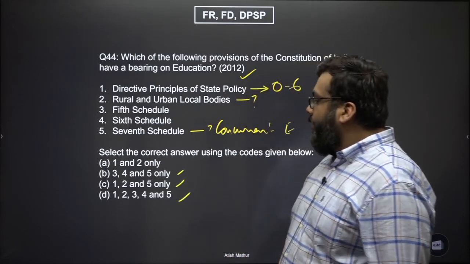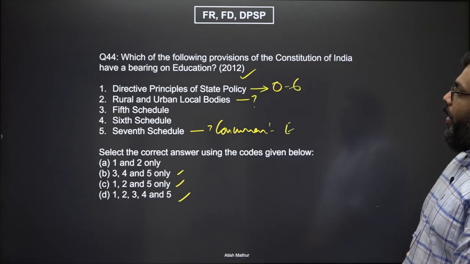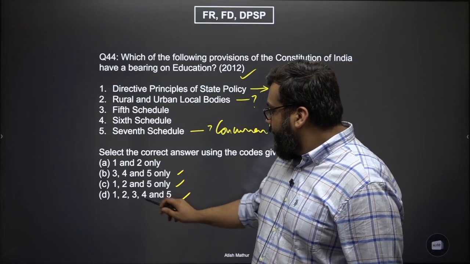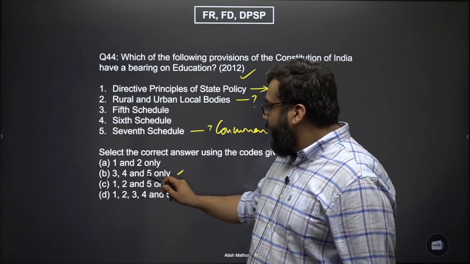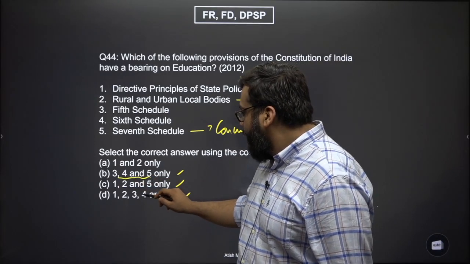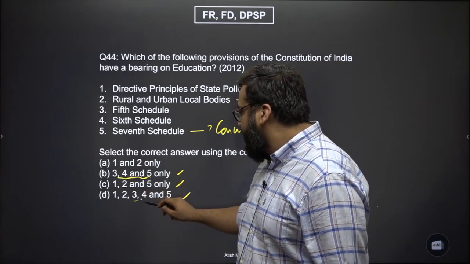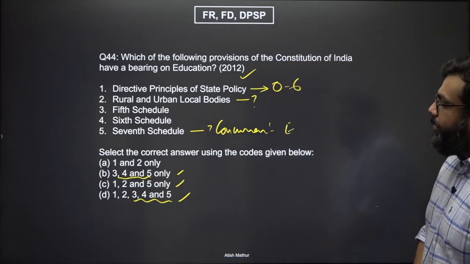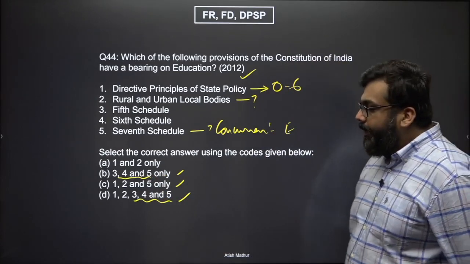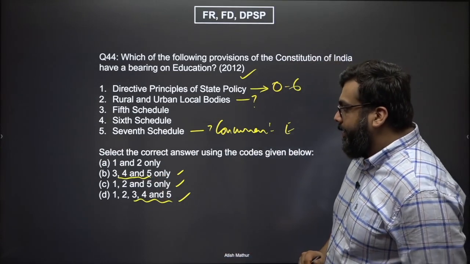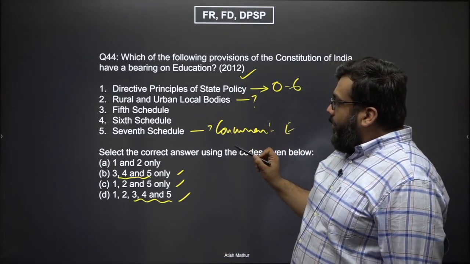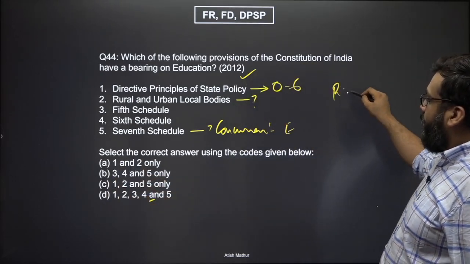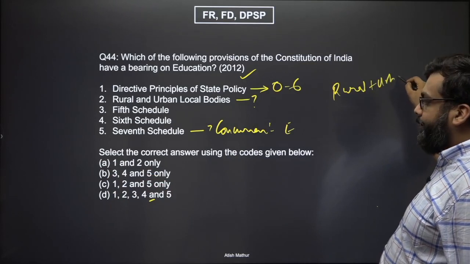B, C and D all have the 7th schedule. All right, which means if 5 is here in all of the options, if you see 3, 4 and 5, at least 3, 4 and 5 is here, which means either 1, 2 and 5 or 1, 2, 3, 4 and 5, right? Now think about it. This is where you use a little bit of logic to get to the right answer. See the leftover combinations. We've got rural and urban bodies.